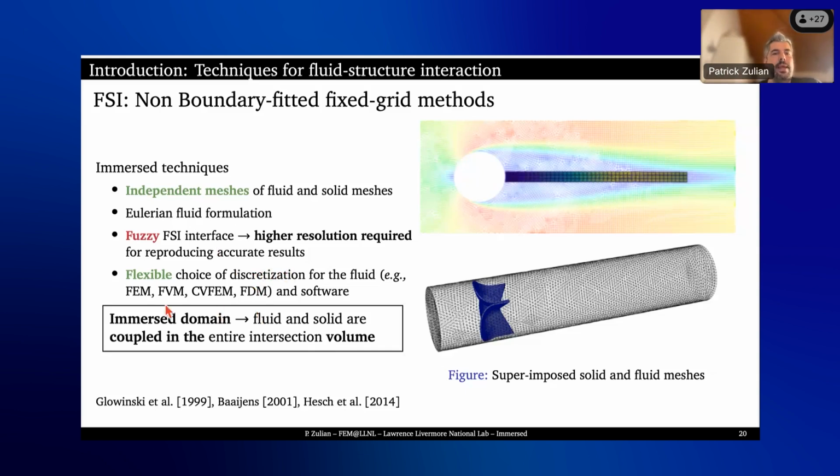In this presentation, we will cover the immersed domain approach, in which the fluid and solid are coupled in the entire intersection volume, meaning that we ensure the continuity of the velocity in the entire overlapping region between the fluid and the solid. This approach is constructed on top of the paper from Christian Esch in 2014. And you can see some example meshes.